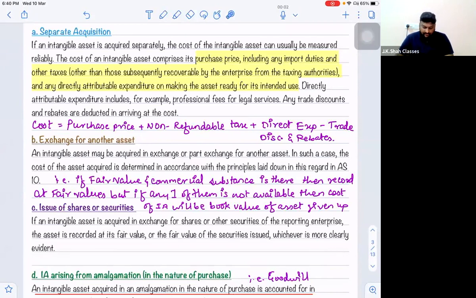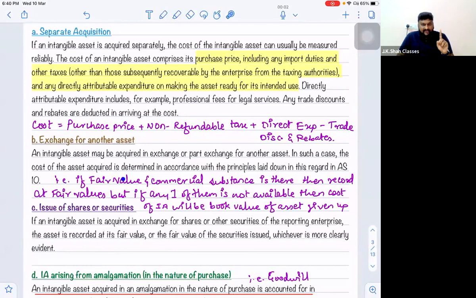The same point I have written properly, because in the module they have just written: an intangible asset may be acquired in exchange or part exchange for another asset. In such cases, the cost of the asset is determined in accordance with the principles laid down in AS10. So what principles are laid down? Same fair value logic and commercial substance logic. So the same will be applicable here also. That is why I have written it separately.